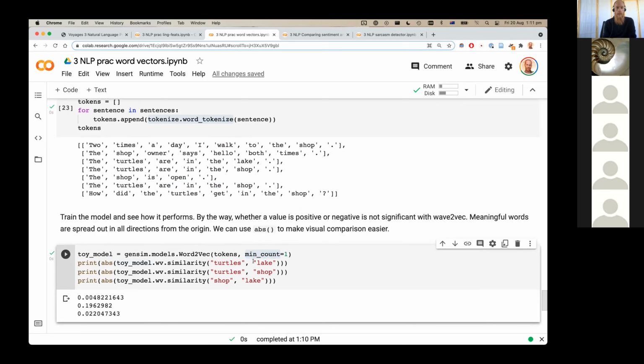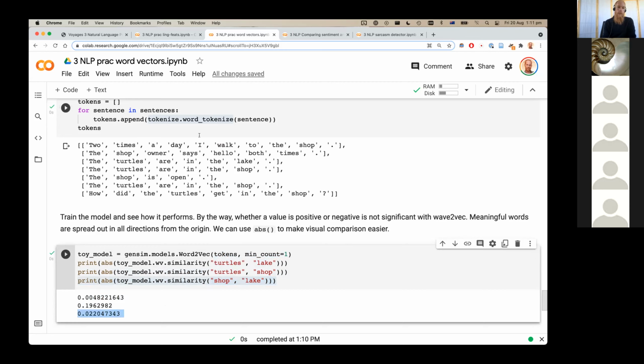And then we can look at some similarities. With our toy corpus, what's the similarity between the words turtles and lake? It's extremely low. What's the similarity between turtles and shop? That's slightly higher. What's the similarity between shop and lake? That's quite low as well.